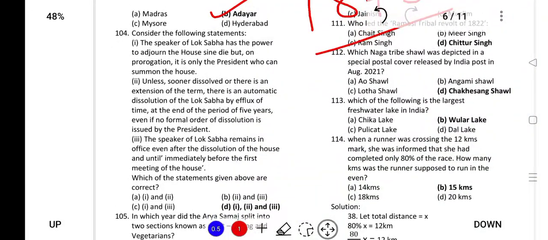So consider the following: the Speaker of the Lok Sabha has the power to adjourn, but prorogation is done by the President. Unless sooner dissolved, there is an automatic dissolution of the Lok Sabha by efflux of time at the end of the period of 5 years. Correct. The Speaker of the Lok Sabha remains in office even after dissolution. Correct. So all are correct.